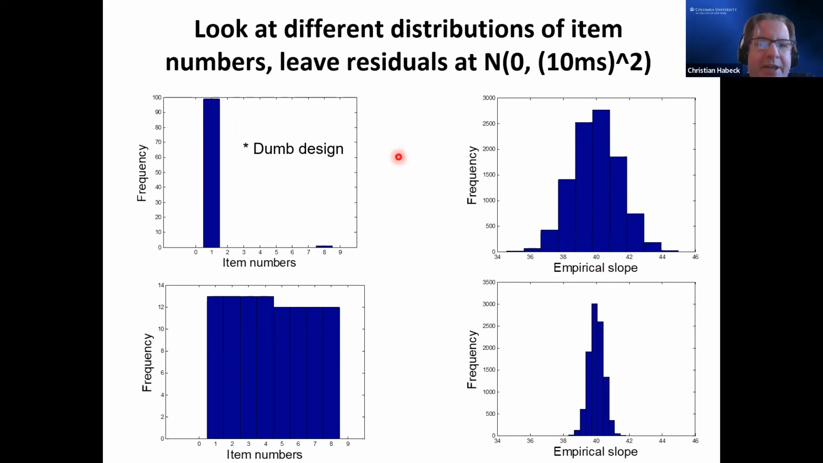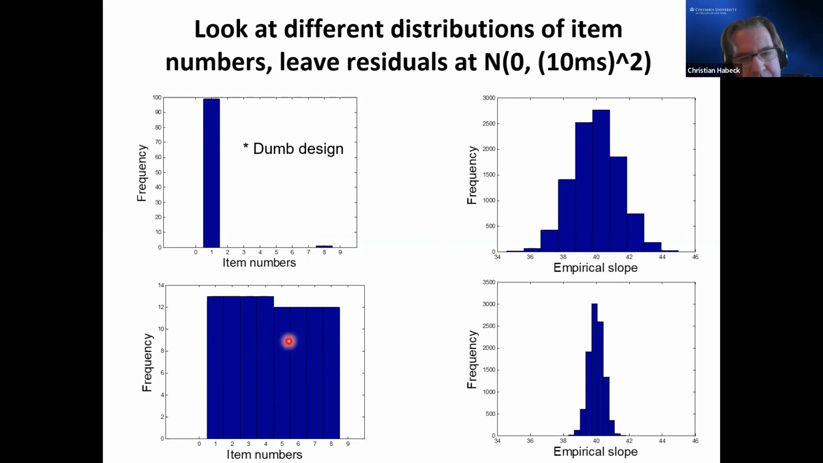Imagine we have a really idiotic design where most of the time we probe people with just 1 letter, and then one time we probe them with 8 letters. So this is very collinear with the intercept term, right? The intercept term would be almost the same. You would never run a psychology experiment this way, right? But you can see even then the empirical slope is nicely distributed and you would get the right result, 40 milliseconds per item. But you see the variability of the estimate would be huge, because this is a very poor design.